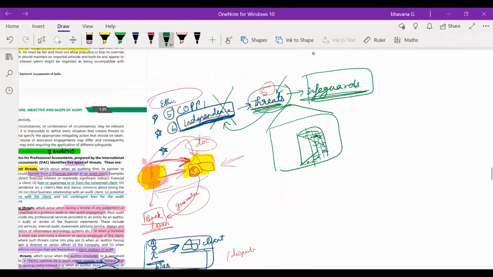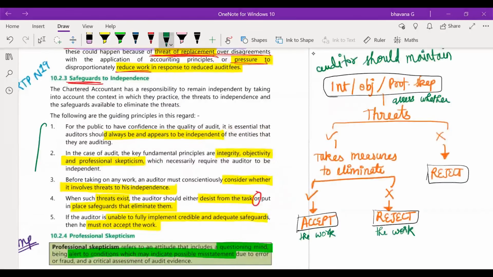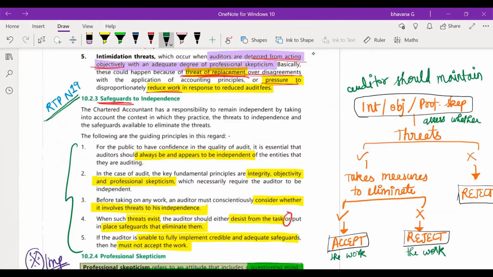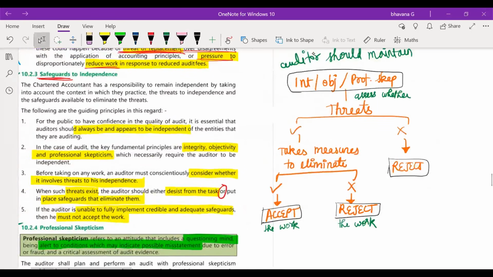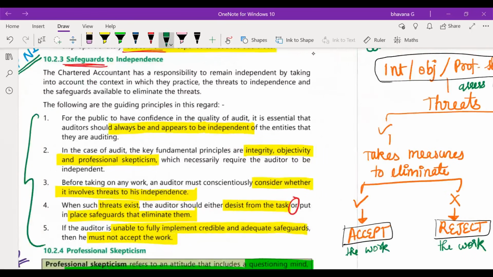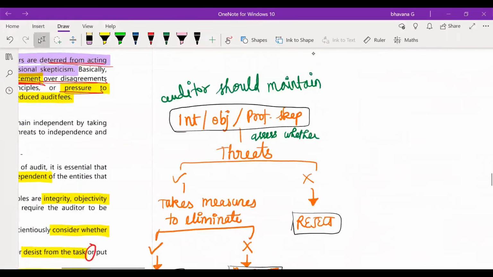So what are the safeguards? Here they have given you 5 safeguards. This was a question of RTP November 19. Here they tell you that the following principles are the guiding principles in this regard. If you follow all these principles, you will be safeguarded from such threats. So what are the principles that you have to follow?